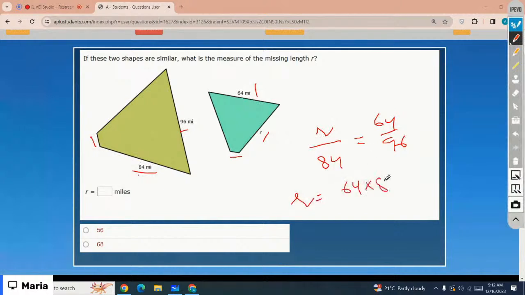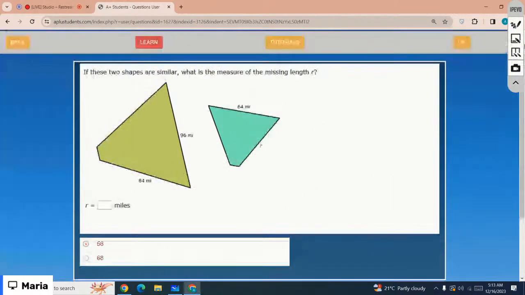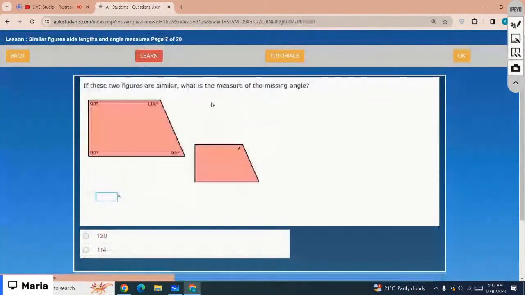That is 64 times 84 divided by 96. Okay, 64 times 84 is 5376, divided by 96. So the missing value is 56. When you evaluate, the missing value is 56, right? Okay, let me see if the next example is similar to the one you're asking. The correct option is 56. Yes, that is similar to the one you're asking, right?